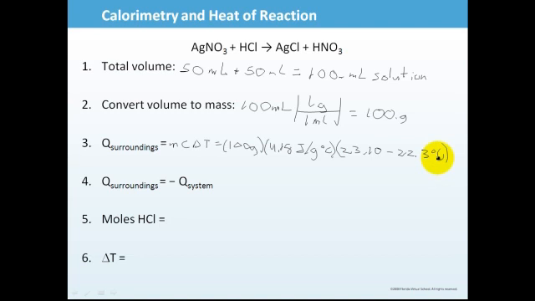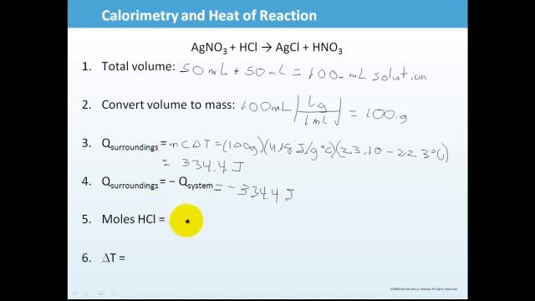So plug this into our calculator: 100 times 4.18 times the difference between 23.1 and 22.3. And that's going to give us 334.4 joules. Now remember, like we learned in the regular assignment, the heat that was gained by the surroundings was the heat lost by the system. So if the Q of the surroundings is 334.4, then the Q of the system is just the negative of that. And again, the negative simply means it is given off. So it's an exothermic process.